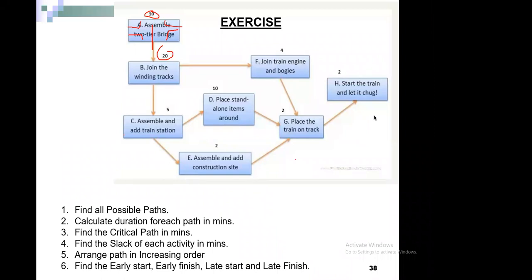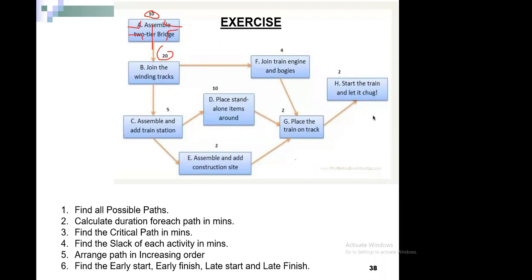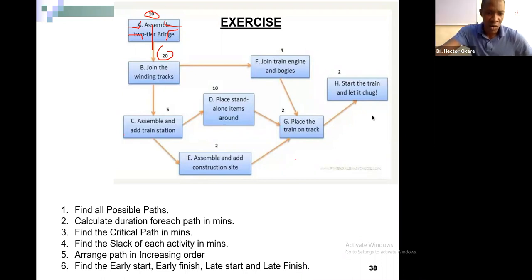I just want to give the duration of each path first. You've given me 3 paths. Which of the 3 is critical path? 49. 49, thank you very much. All right, so 49 is the critical path.